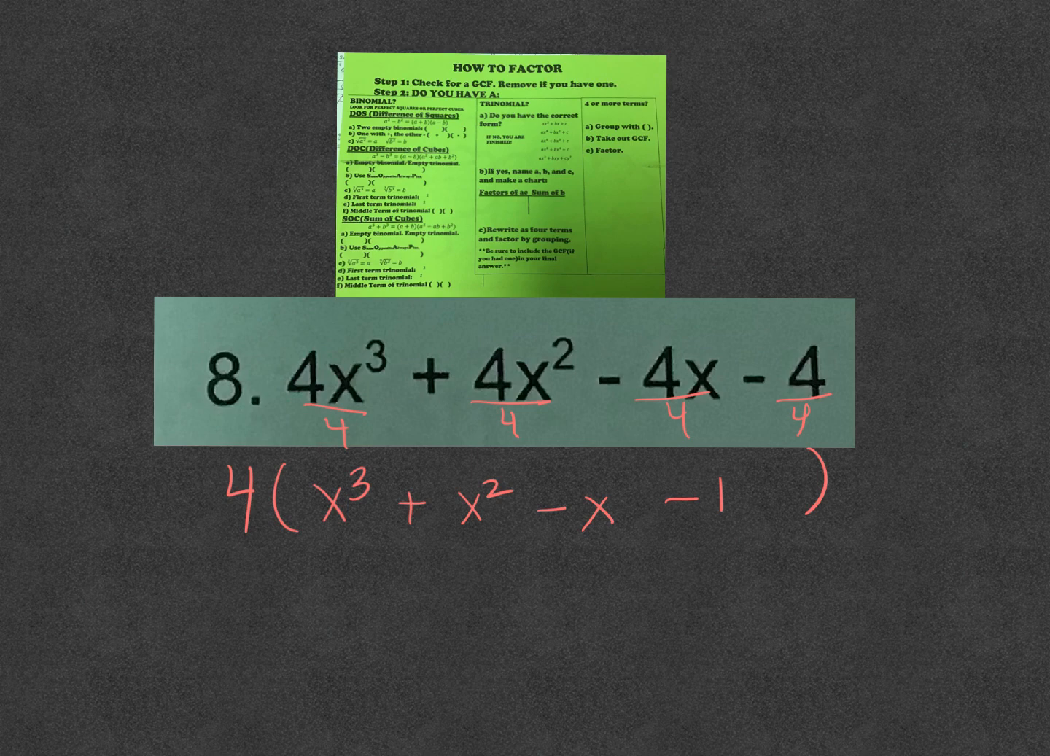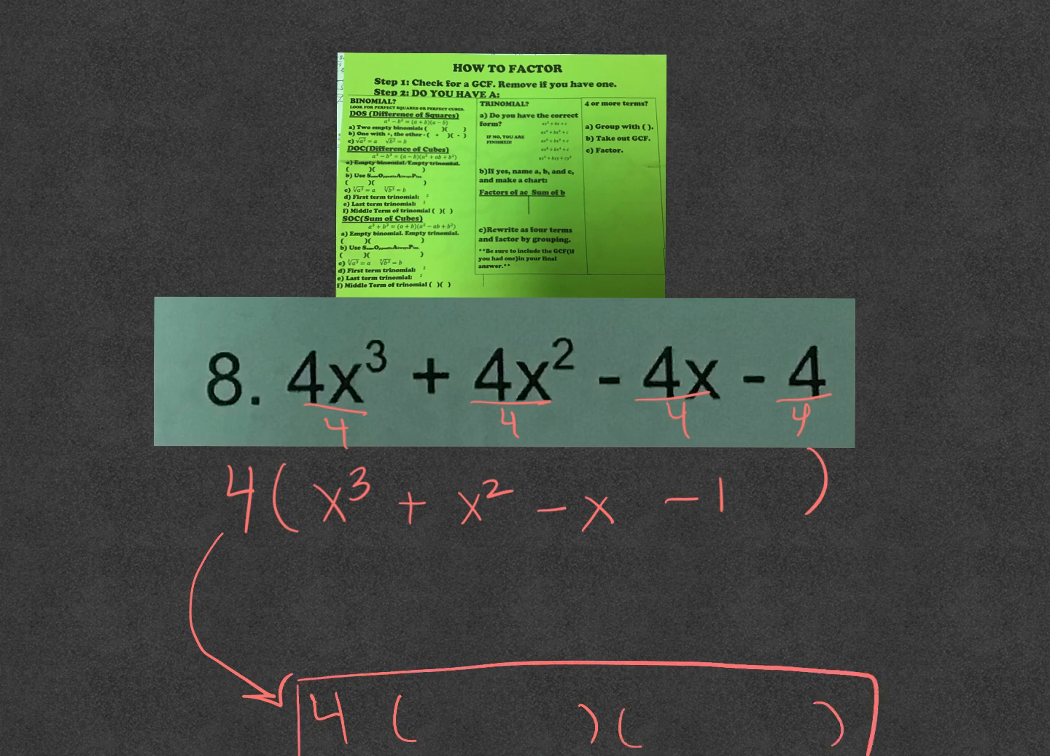Now, on to step 2, is this a binomial, a trinomial, or 4 or more terms? It is 4 or more terms. So I'm going to group the first 2 and group the last 2 and put an addition sign in the middle. I'm going to put the 4 in my final answer, so I'm going to go ahead and put that down here. 2 empty binomials with a 4.